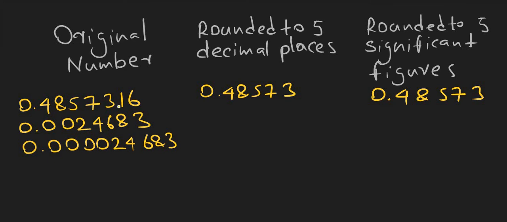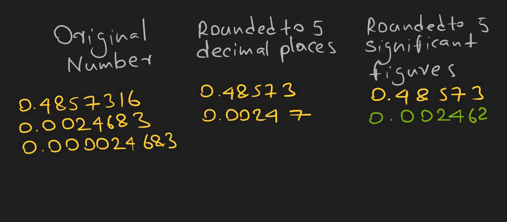Now in this case, if I write the second number to 5 decimal places, 0 is number 1, 0 is number 2, 2 is number 3, 4 is number 4, 6 is number 5, and 8 is number 6. So I consider 6 numbers and evaluate the 6th number, that is 8. Therefore I can add 1 and I say 0.00247. If I write it as a significant figure, I ignore all the zeros. I'll consider only 2, 4, 6, 8 and 3. Therefore 1, 2, 3, 4, 5. There is no 6th number. Therefore I'll write it as 0.0024683. So that's the difference.